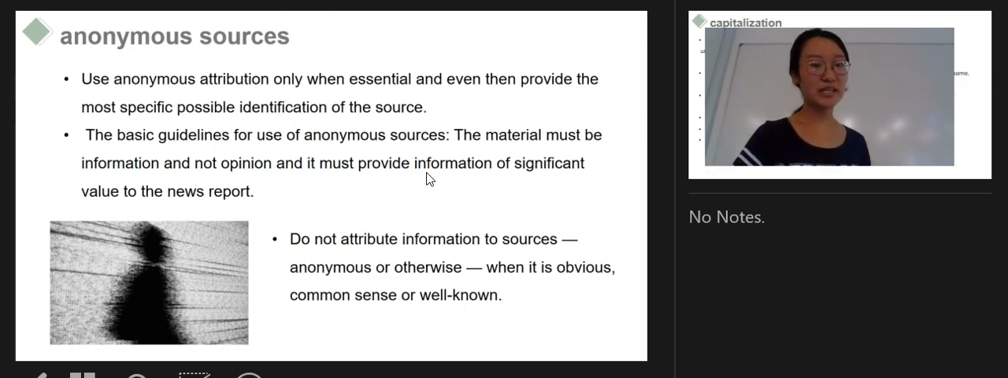In writing, we use anonymous attribution only when essential and even then provide the most specific possible identification of the source. The basic guidelines for use of an anonymous source: the matter must be information and not opinion, and it must provide information of significant value to the news report. And do not attribute information to a source when it's obvious, common sense, or well known.